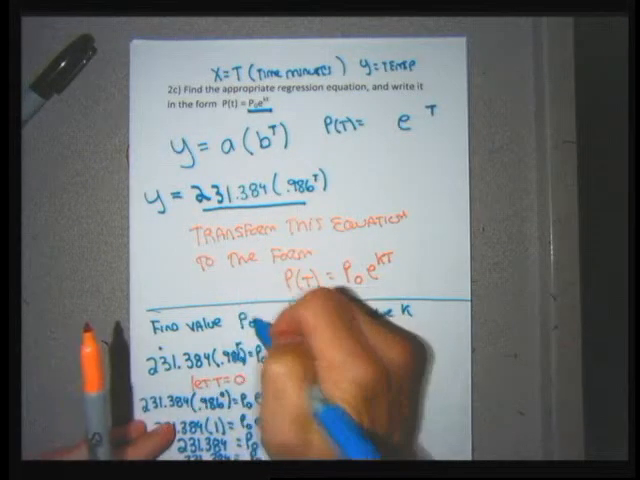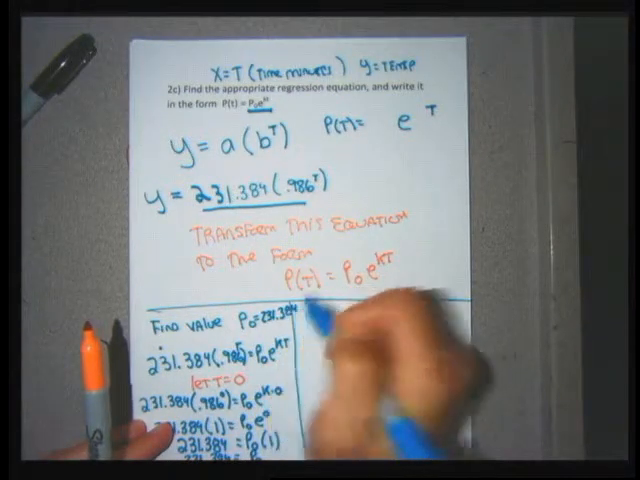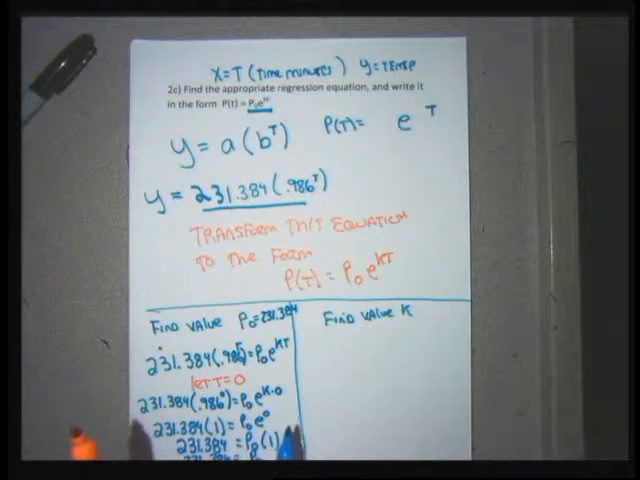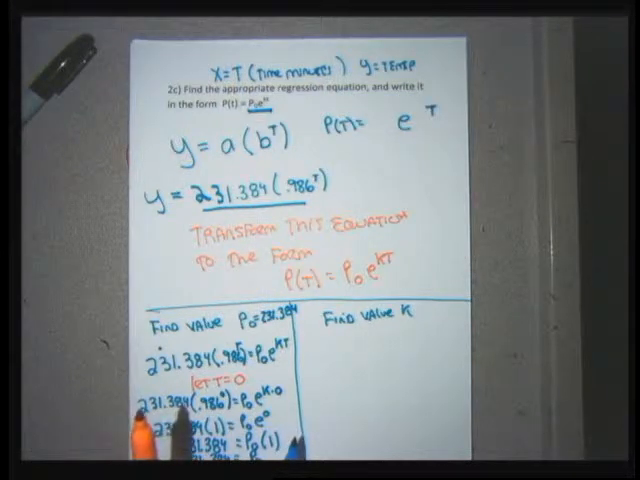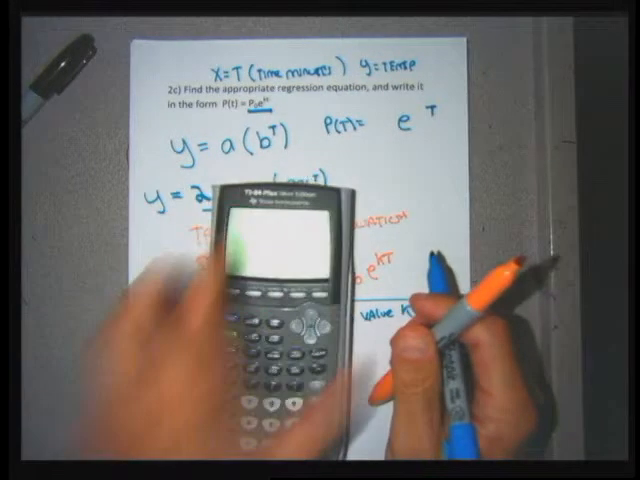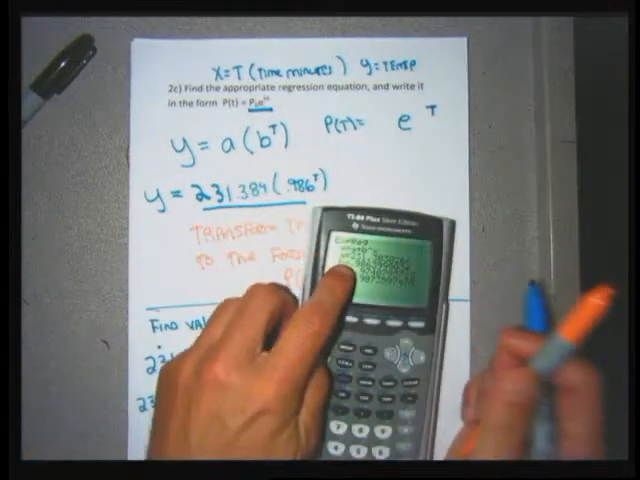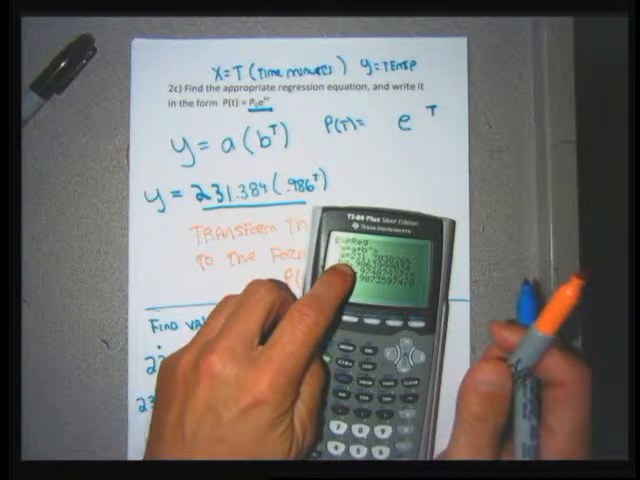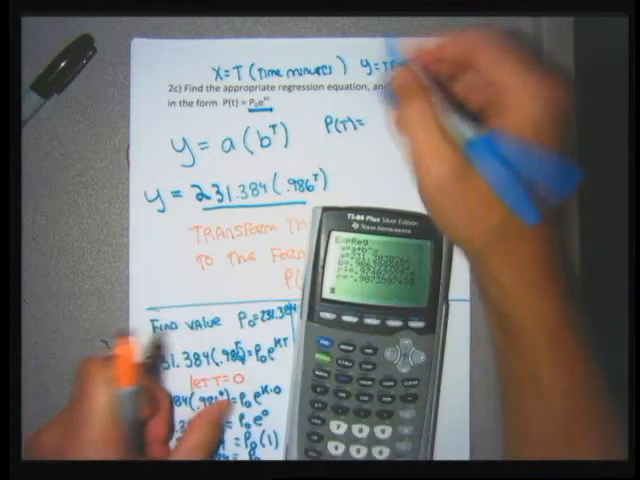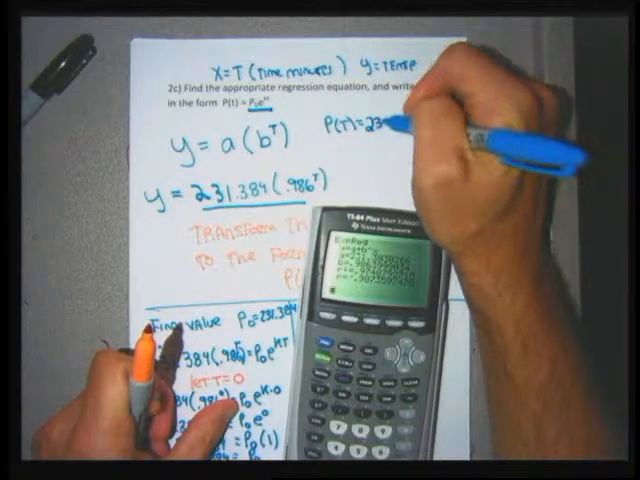My P sub 0 is going to equal 231.384. It's always going to be the case when I'm transforming a TI 83 or 84 exponential regression into a standard form, that the A from the formula, so my calculator gave me an A, this 231 number, is going to be the P sub 0. So immediately when I write down my equation, the P sub 0 is the A from my calculator. It doesn't call it P sub 0, but it is that.